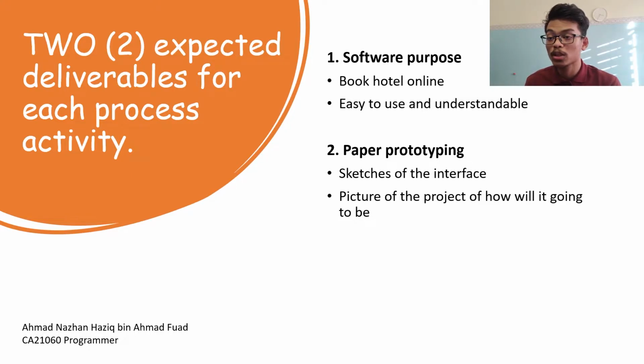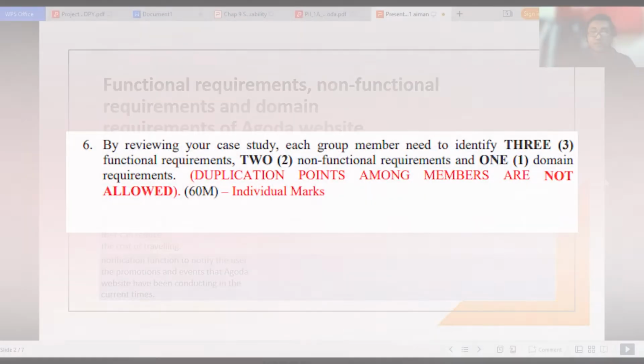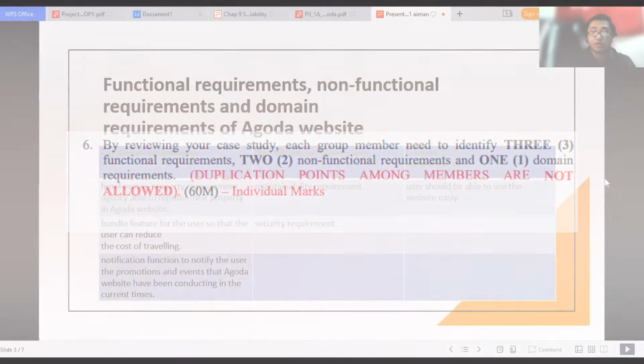Next, paper prototyping is also one of the expected deliverables. Paper prototyping is sketches of the interface of the software. Brainstorming all the sketches and selecting the best sketches can help the team to picture how the project will be. Functional requirements, non-functional requirements, and domain requirements of the Agoda website.